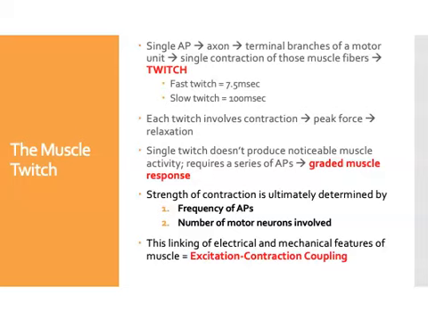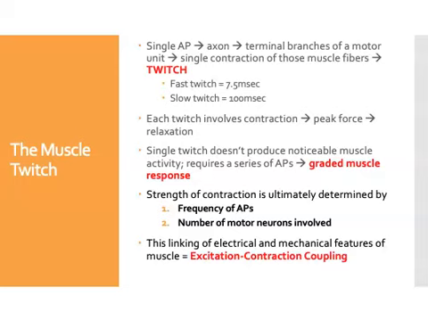So each individual twitch involves a contraction. And remember from our length tension diagram, that's going to involve shortening of sarcomeres until they hit a peak shortening and a peak level of tension or force, and then a relaxation. The thing is, a single twitch doesn't produce anything noticeable in terms of the activity of that muscle. That's not what allows us to do work with our muscle.